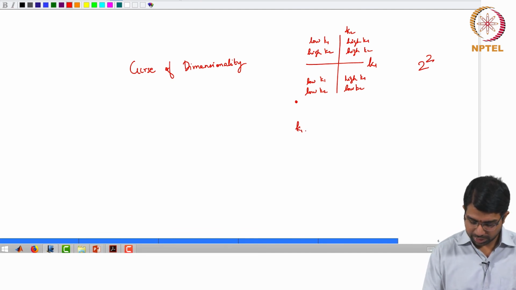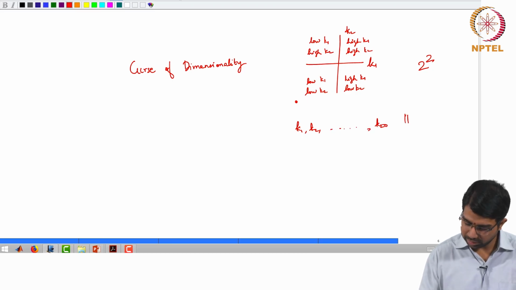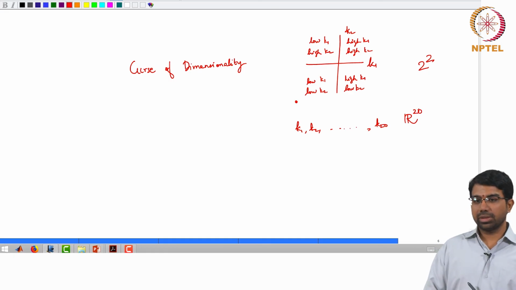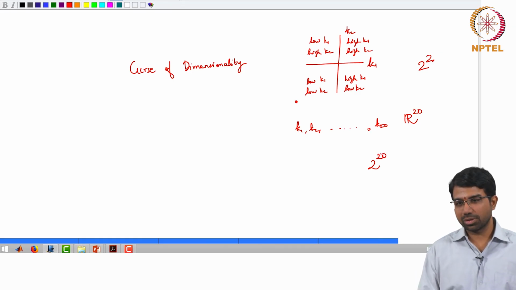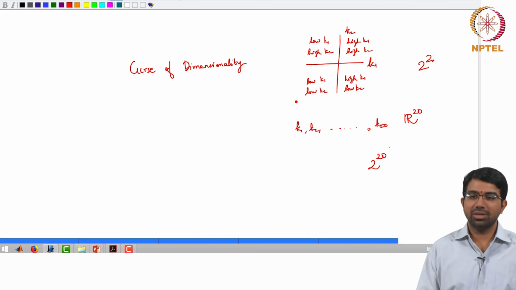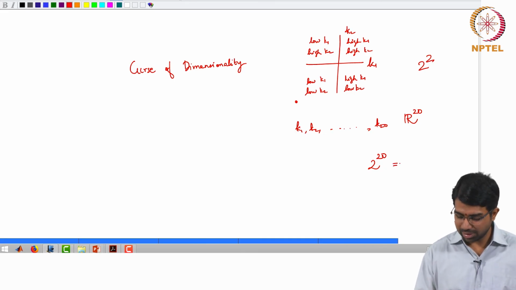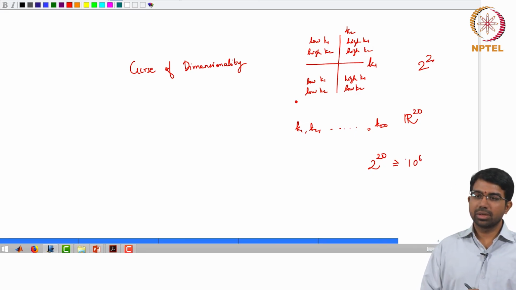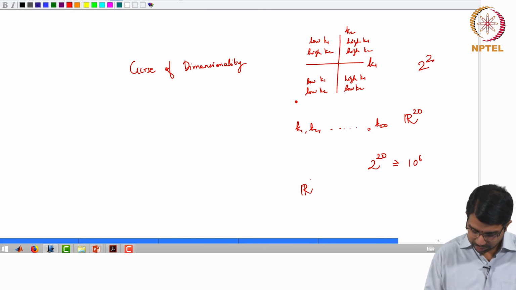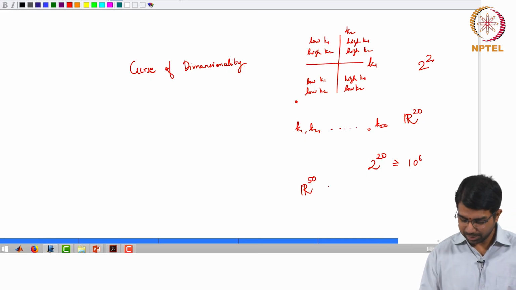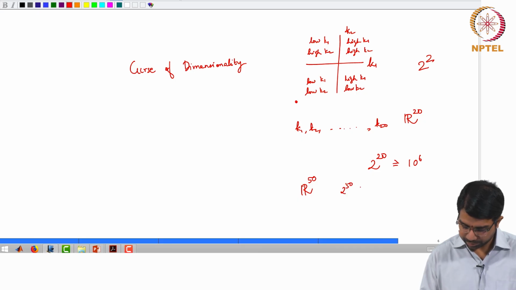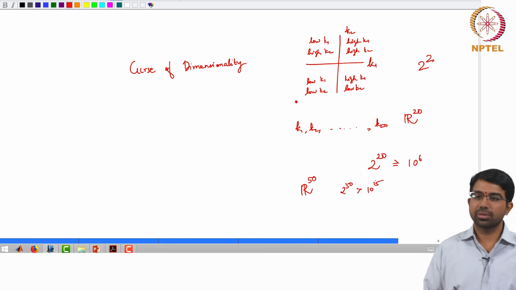Suppose you have k1, k2, up to k20, you are searching in R20, and you need 2 to the 20 regions to explore. You want at least one representative from each region to understand what is happening to my system, and this is already 1 million plus. And what happens if we are talking about 50 parameters? 2 to the 50 will be greater than 10 to the 15.